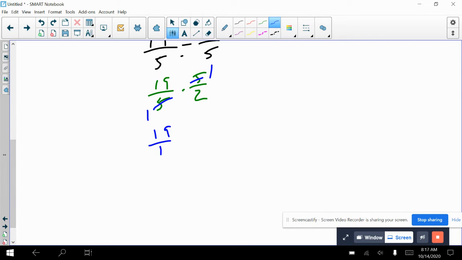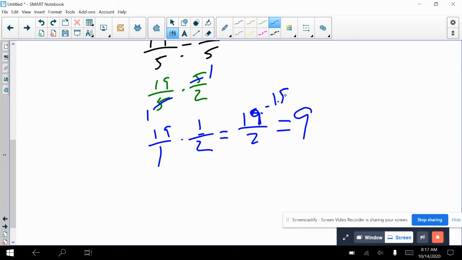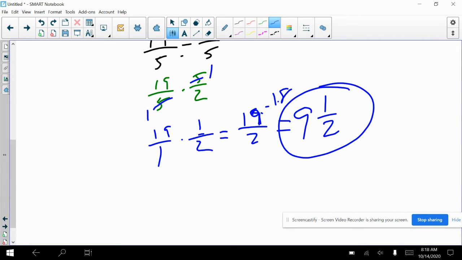We get 19/1 times 1/2. Multiply across, 19/2. We don't like improper fractions. How many 2's go into 19 without going over? 9. We get 9 1/2. That is correct.